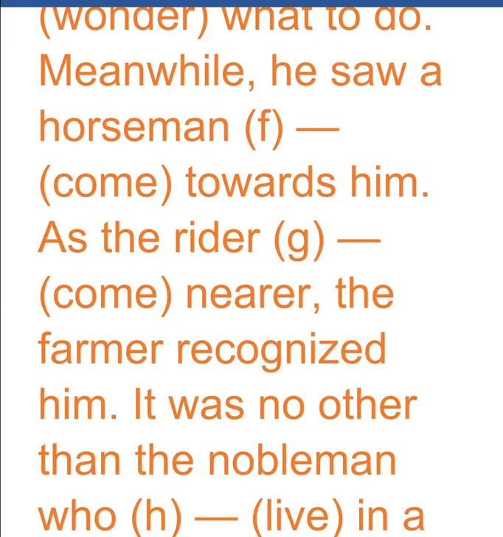Meanwhile, he saw a horseman come towards him. This should be in ing form. Okay, ing form. He saw a horseman coming towards him. That means present participle. When you get two verbs in a simple sentence, then the second verb should be in ing form.